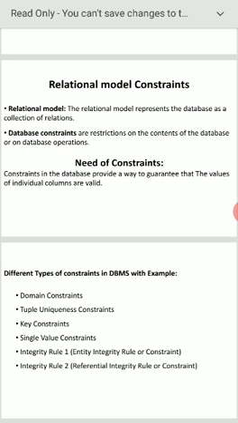Then integrity rule 2, referential integrity rule or constraint. The integrity rule 2 is also called the referential integrity constraint. This rule states that if a foreign key in table 1 refers to the primary key of table 2, then every value of foreign key in table 1 must be null or be available in table 2.